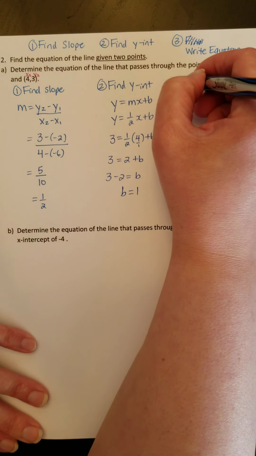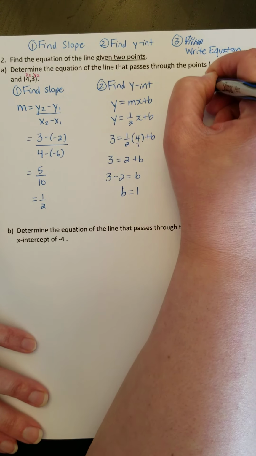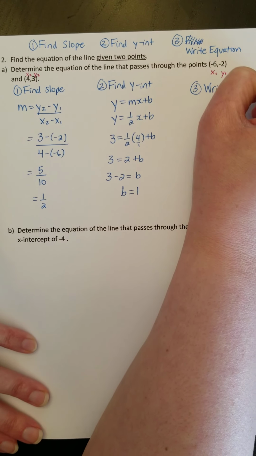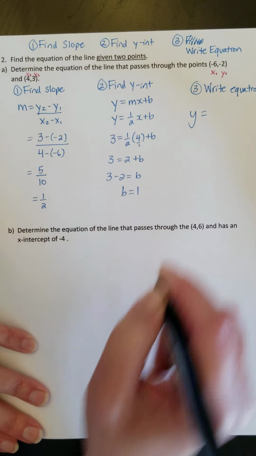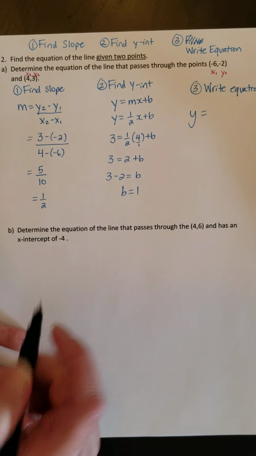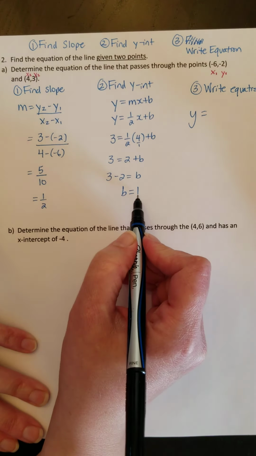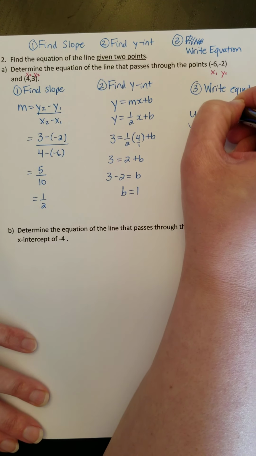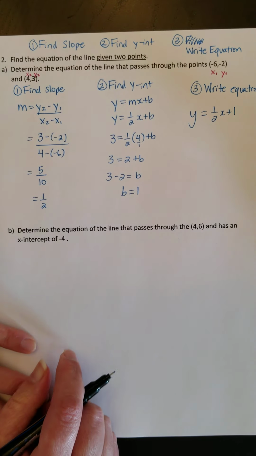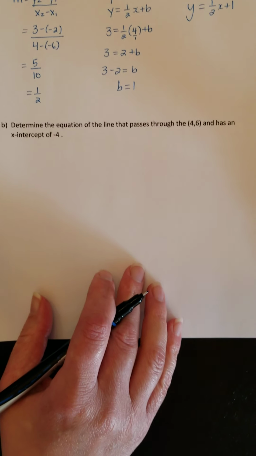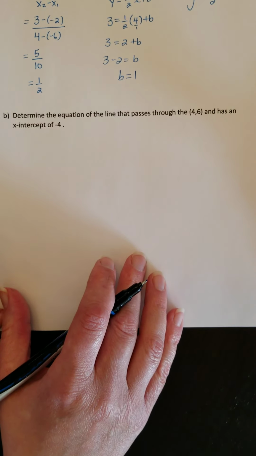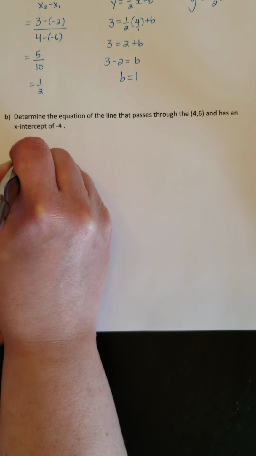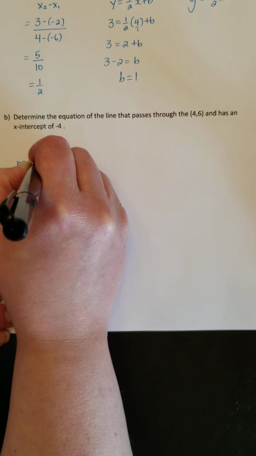And then our last step is to write out the equation. So remember, x and y stay as variables here. My slope is 1/2 and my y-intercept is 1. So this equation is y equals 1/2 x plus 1. For part B, same idea. We're going to have to find the slope using our slope formula.